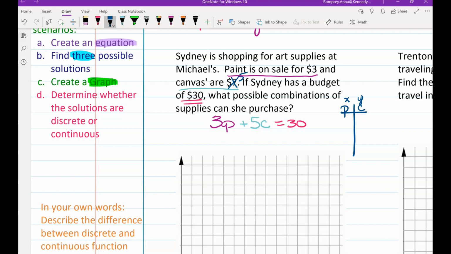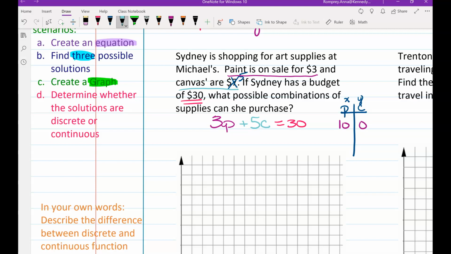But here, when we're just purchasing two different things, it doesn't really matter. So usually just whichever item comes first, we make that our X. So paint is going to be our input. If we've got $30 to spend, what is the maximum number of paints we can buy? We got 30 bucks to spend and paint's $3 each. Well, 30 divided by 3. Maximum I could buy 10 paints, but I would have no money left over for canvases.